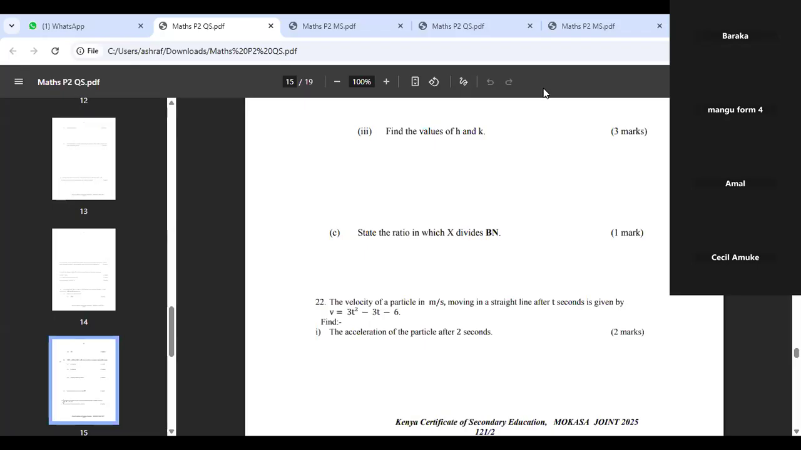Yes, Baraka. Unmute yourself. The ratio of BX to XN is 6:1. 6:1 is correct. Do you have any question? Anyone with a question?